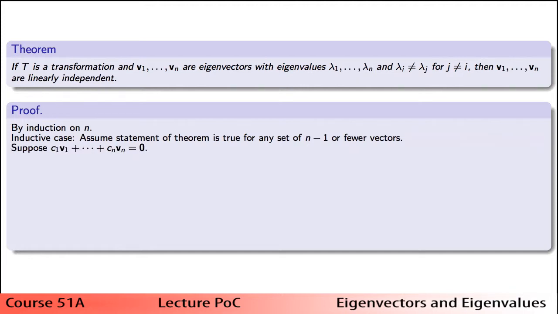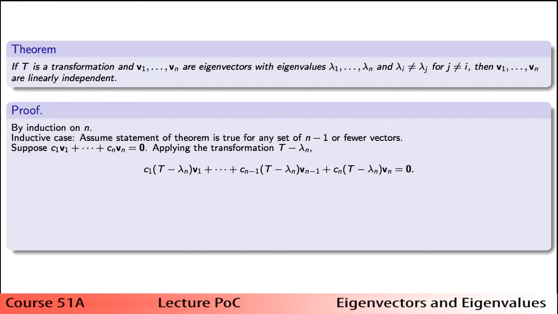Okay, so we want to show that V1 through Vn are linearly independent, so we start with a linear combination, C1 V1 plus all the way up to Cn Vn, set equal to 0. And remember, our goal is to show that C1 through Cn are all 0. So what we do is we apply the transformation T minus lambda n to that linear combination of V1 through Vn.